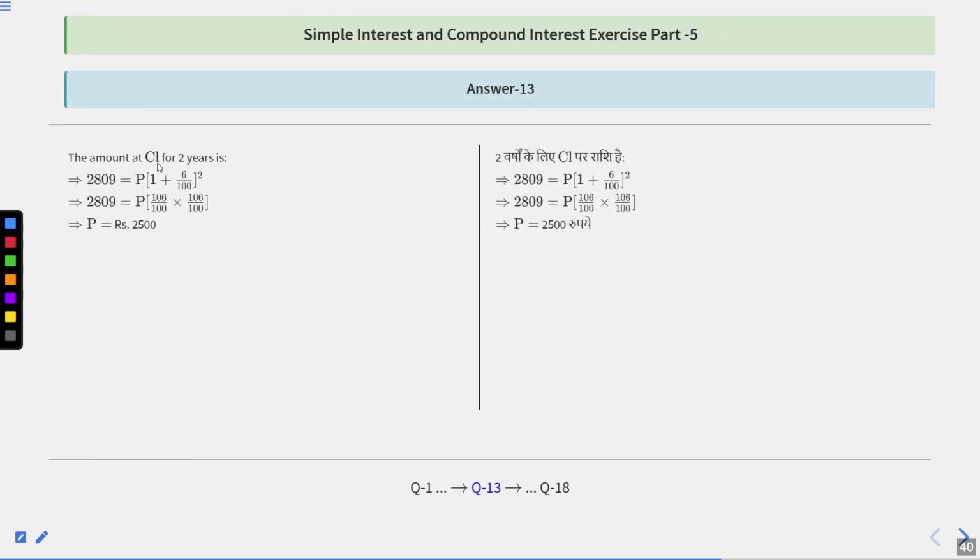Now the amount at compound interest for 2 years. We need to calculate the principal. So we use the compound interest amount formula: 2,809 equals P into 1 plus R, which is 6% for 2 years, 6 upon 100, whole square. So 2,809 equals P into 106 upon 100 into 106 upon 100. When we calculate it, we get the value of P, which is 2,500. Next one.